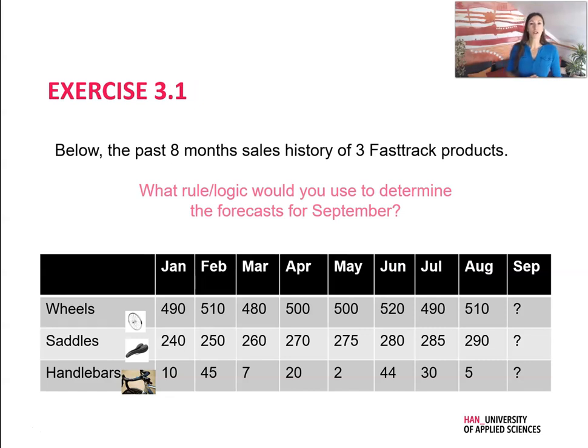Let's look at more concrete terms and see if you can get a feeling of exactly what we in operations do on a daily basis to create forecasts in our minds. Let's go back to our Fast Track case. You remember our manufacturer of bikes. They were selling not just bikes, but also bike parts. And we're going to look at wheels, saddles, and handlebars. In this chart, we look at 8 months of previous sales data. From January to August, we can see how much we sold of each of these 3 items. And our task is to determine what the forecast will be for September.